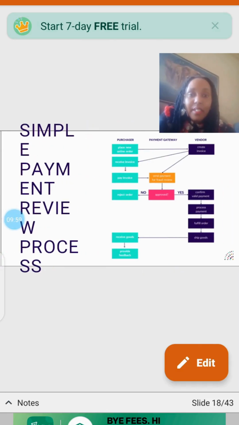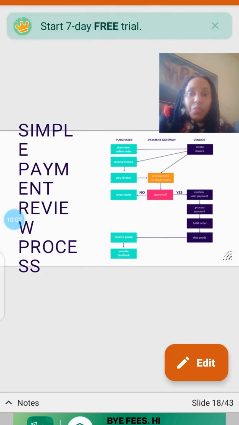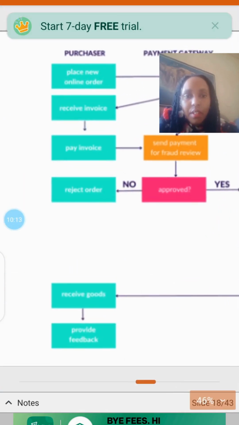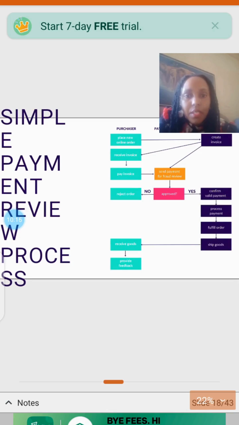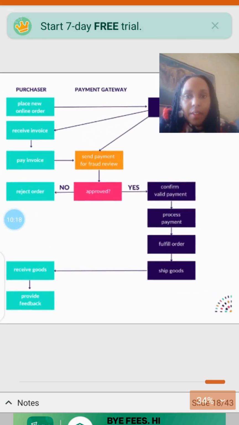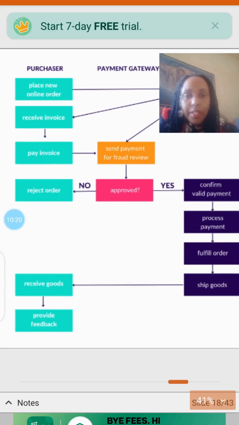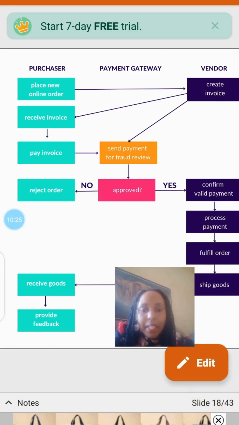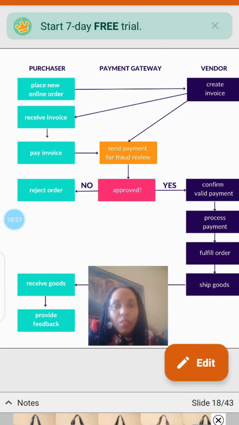Then let's go to the simple payment review process. Let's look at the review process. Let me zoom my screen. I don't know if you can see it from there. Okay, I hope you can see my screen. I think that's better. So let me place that there. Okay. All right, let's talk about that now.